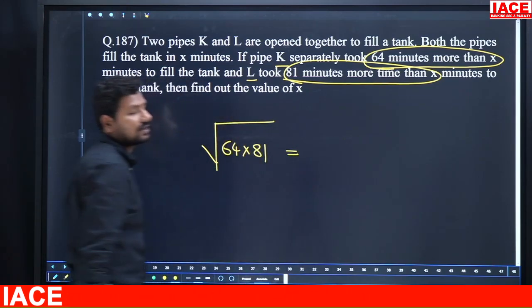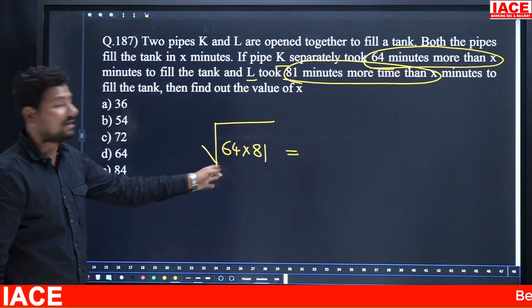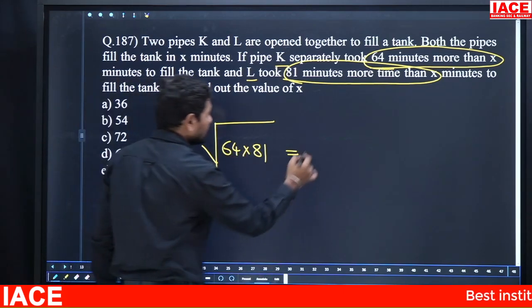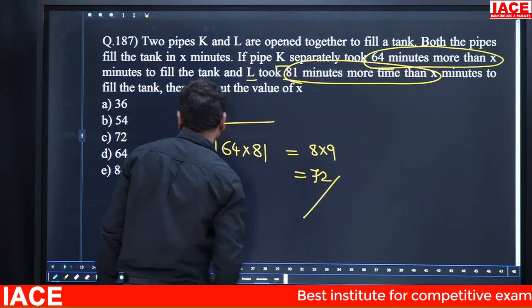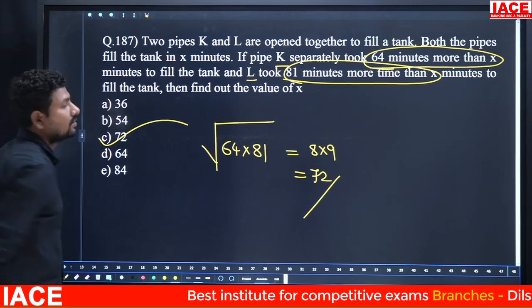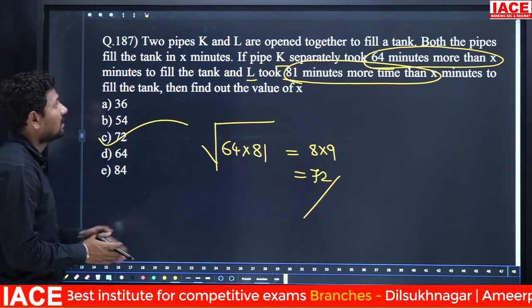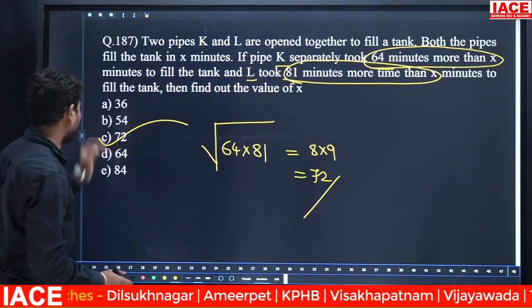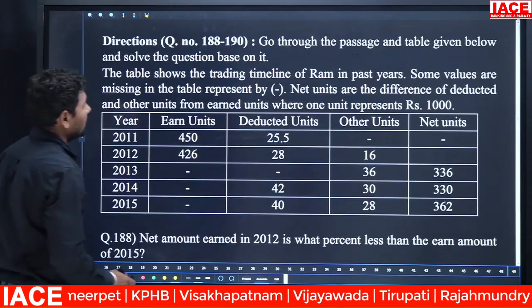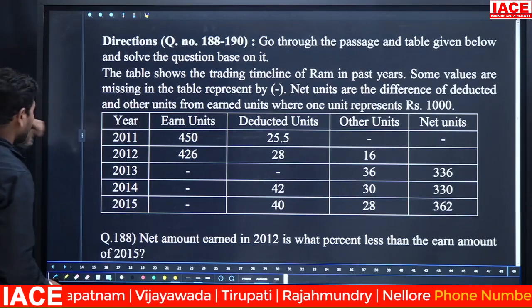Root of 64 into 81. Root of 64 value is 8. Root of 81 value is 9. 8 into 9, what is the value? 72. Option C. Both will complete the work, otherwise the tank will be filled in how many minutes? X minutes. X is equal to how much? 72. Option C. Next we have a data of bar graph.